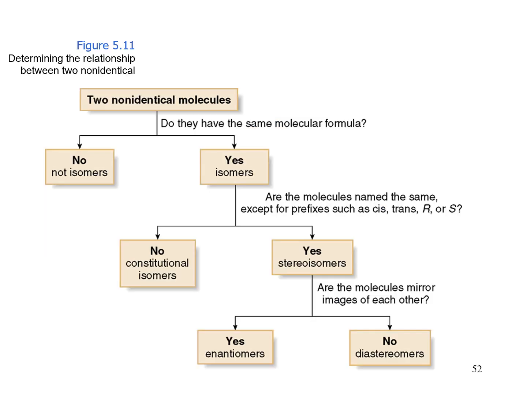So for two non-identical molecules, do they have the same molecular formula? Maybe yes or no. If it is no, they are not isomers. If it is yes, they are isomers. Are the molecules named the same except for a prefix such as cis, trans, R or S? If yes, they are stereoisomers. If no, they are constitutional isomers. The same is true: are the molecules mirror images of each other? If yes, the compounds are enantiomers. Otherwise, they are diastereomers.